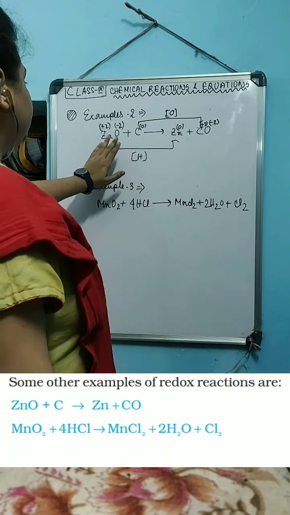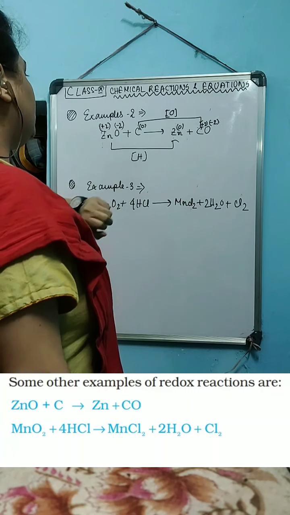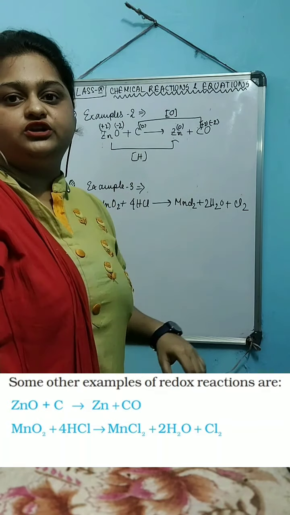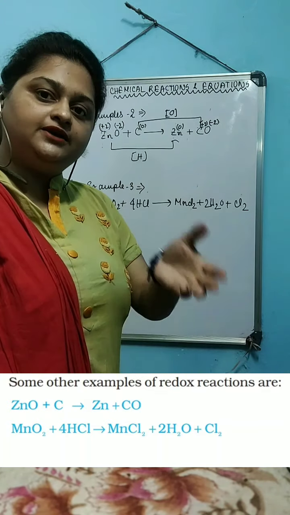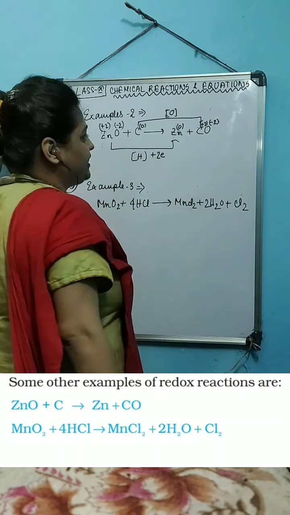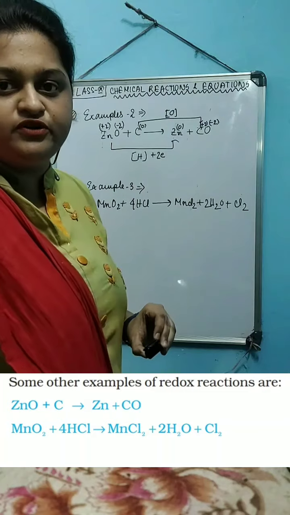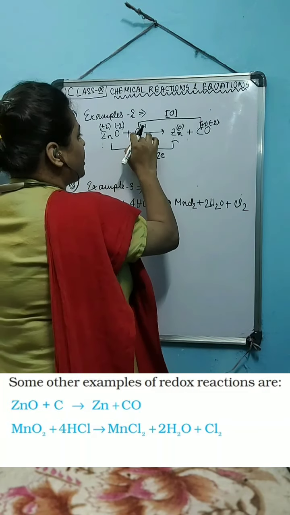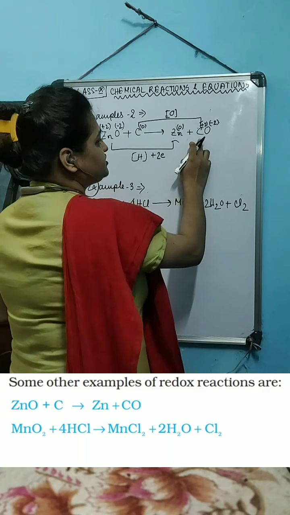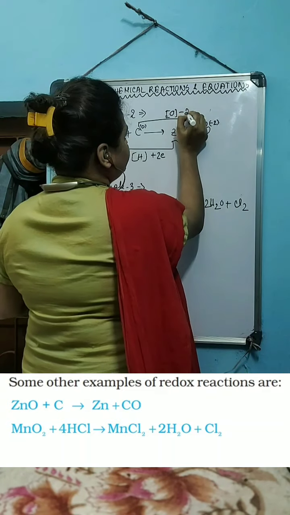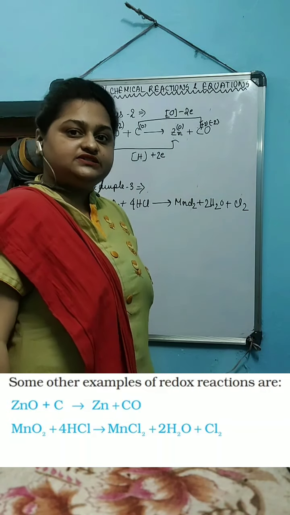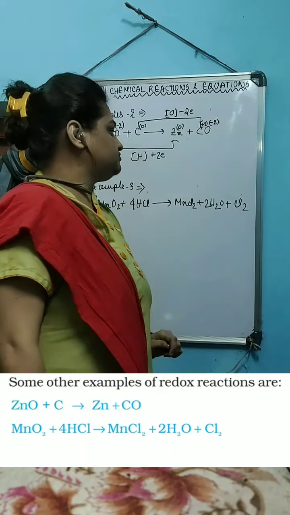Now if I look at this, in zinc oxide, zinc has a +2 oxidation state, and it is transforming to neutral zinc. So it must have gained 2 electrons. That's why it is getting reduced, by gaining 2 electrons and transforming itself into neutral zinc. On the other hand, carbon has no charge and transforms into the +2 oxidation state by losing 2 electrons. That's why carbon in this reaction is oxidized.